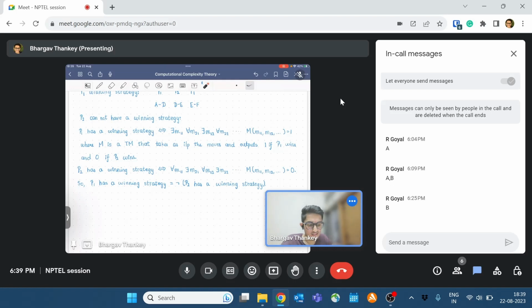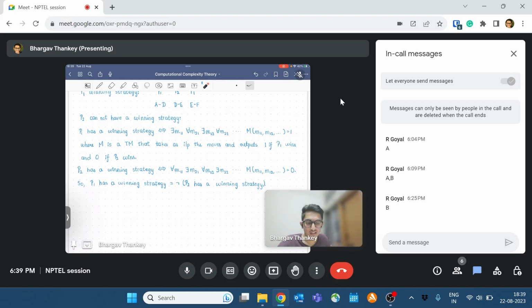What I want you to do is try on your own to show that for such games, even for such games, these two are negations of each other. But okay, that's not strictly speaking true. So try to show that even in those types of games, if P1 has a winning strategy, then P2 cannot have a winning strategy, and vice versa.